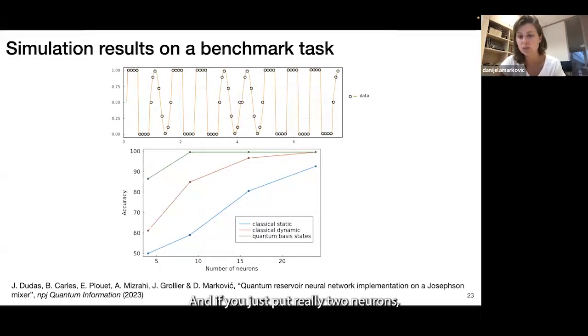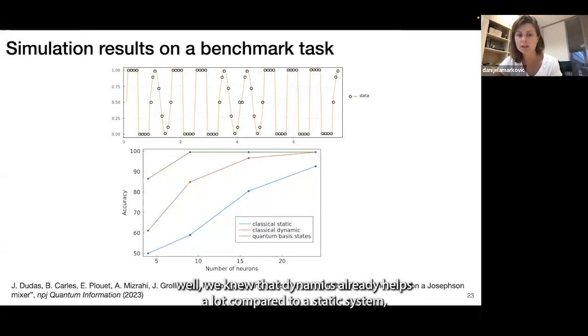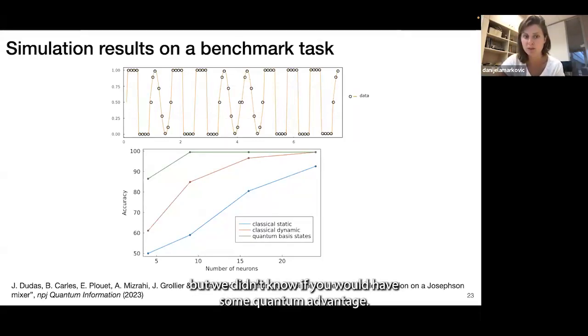And if you just put ReLU neurons, you need even more, because you see these are in blue. So what they call classical static are ReLU neurons in a software reservoir. Orange are spintronic neurons, and green are quantum basis states. So we were very happy to see this because we knew that dynamics already helps a lot compared to a static system, but we didn't know if we would have some quantum advantage.